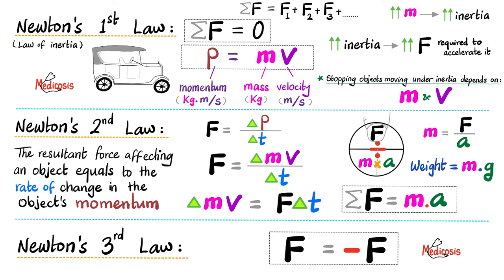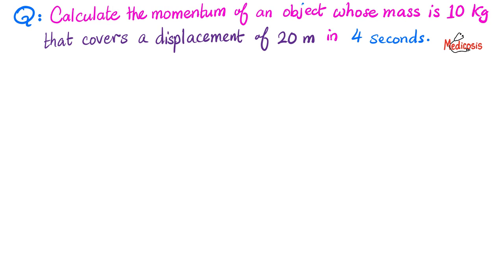The rate of change of distance is speed. The rate of change of displacement is velocity. The rate of change of velocity is acceleration. And the rate of change of momentum is force. Thank you, Isaac. Question time.